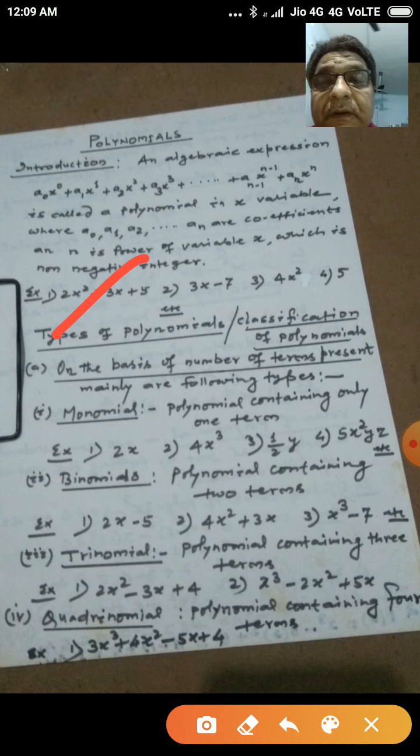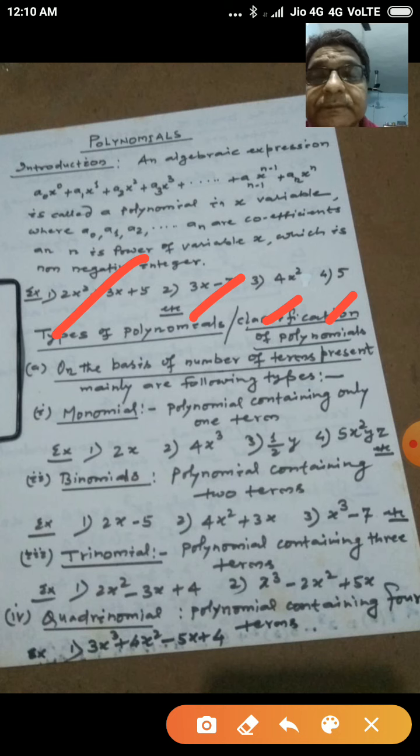Okay, so now we take some examples here, like 2x square plus 3x plus 5. Similarly, the second is 3x minus 7. Third is 4x square. Fourth is only 5. So these are the examples of polynomial.